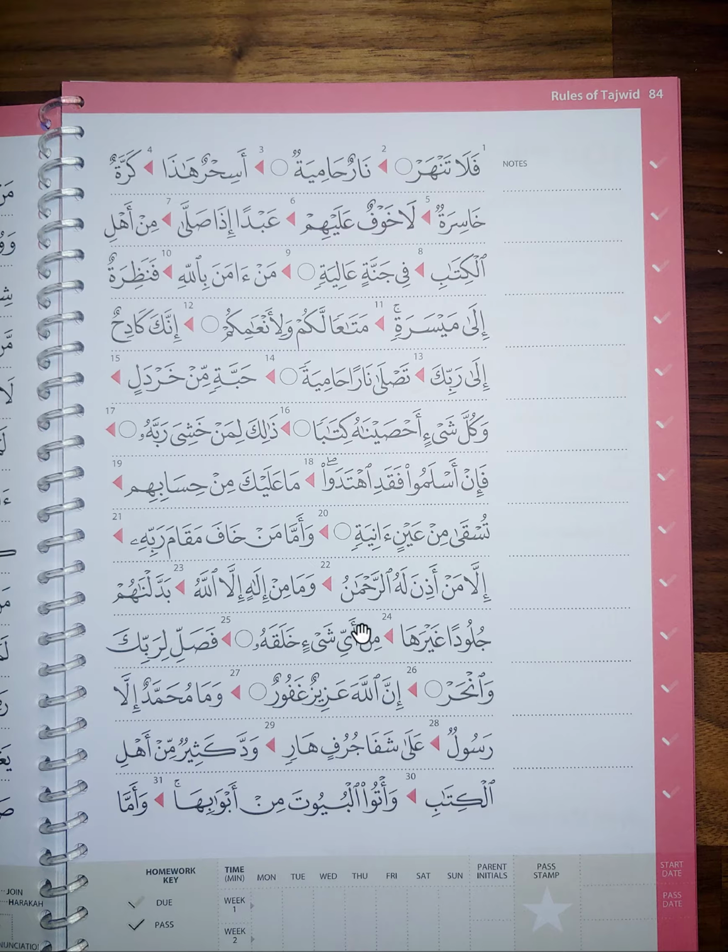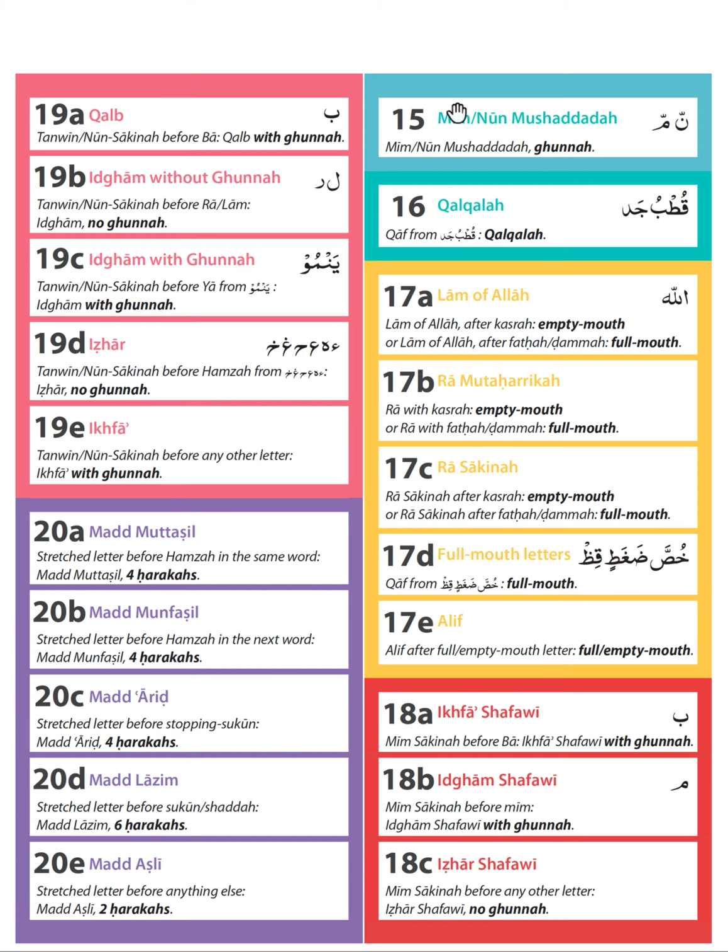Right, so as you can see, the spot the rule phrase is here at the bottom. You can listen to me spotting a few rules and reading a few examples, and then we will work on some examples together, inshallah. Bismillahir Rahmanir Rahim. Nun sakina before ha from Hamza, Ha, Ain, Ha, Ghain, Kha. Iẓhār, no ghunna. Ra sakina after fatha, full mouth. Fala tanhar. Okay, so remember, keep this rule card next to you and it will help you if you forget one of the wordings for the rules, or have a look at it before you start reading just to refresh your memory and make sure you know all of the wordings.